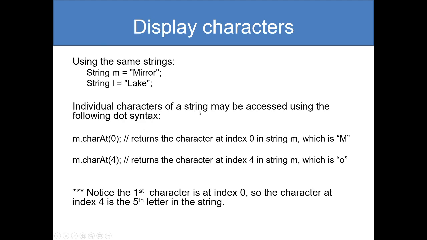Same thing with, there's other things that we can use for display. We can look at individual characters and see what they are. So we can look at the character 0 in M. So what's the first letter? What's the first thing in M? In mirror, it's M. What's the fourth thing in M? Well, 0, 1, 2, 3, 4. So that's 0. Now, it's important to remember it's not actually the fourth thing, it's actually the fifth thing. It's the fourth index, but it's one more than that.